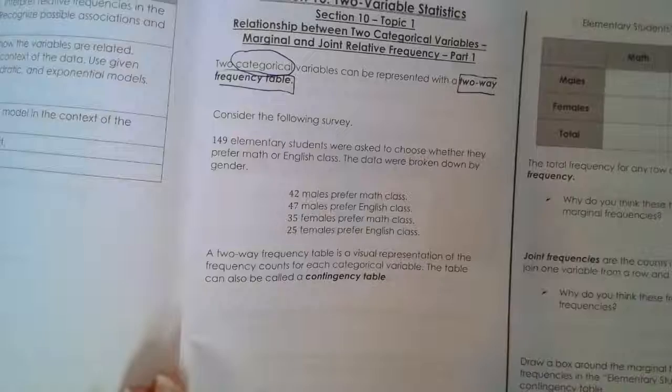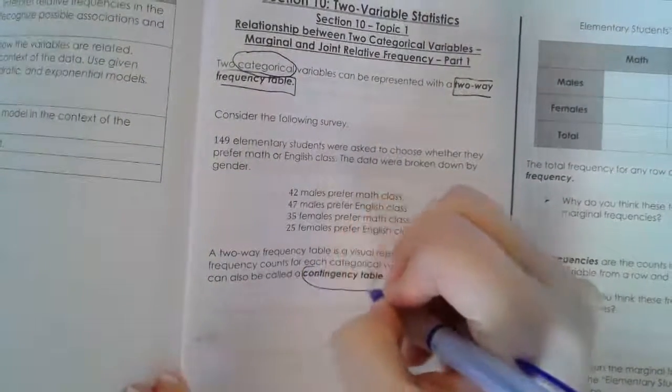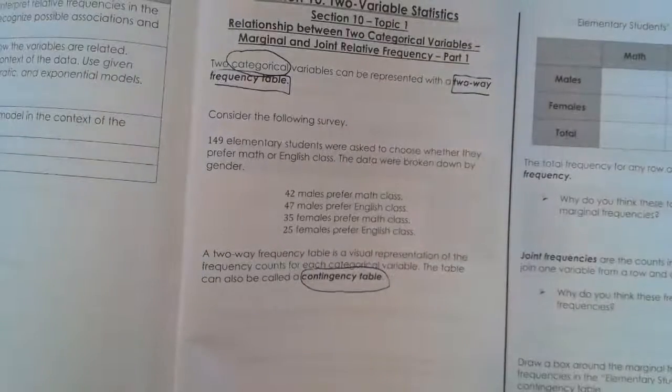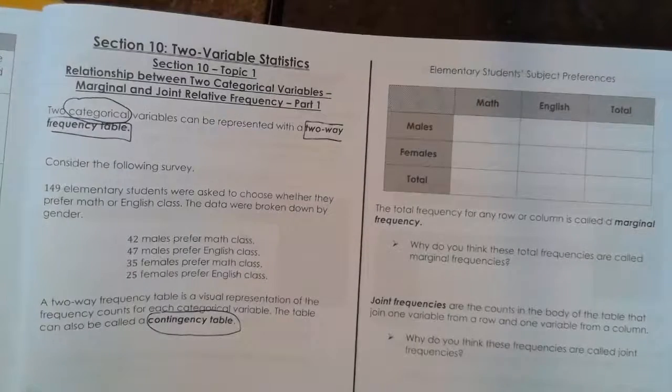A two-way frequency table is just a visual representation of the frequency counts for each categorical variable. The table can also be called a contingency table. So this is the same thing. A contingency table means the same thing as a two-way frequency table. Now remember, frequency is how often something happens. So we're really just making a table to represent this.